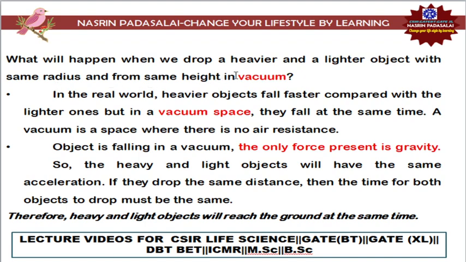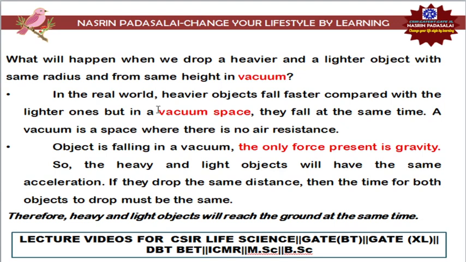Okay, so what will happen when we drop a heavier and a lighter object with the same radius and from the same height in a vacuum? You should read the question completely. In the real world, when you drop a heavy object as well as a lighter object, the heavier object will fall faster. But here they are saying a vacuum space. So in the vacuum space, both will fall at the same time.